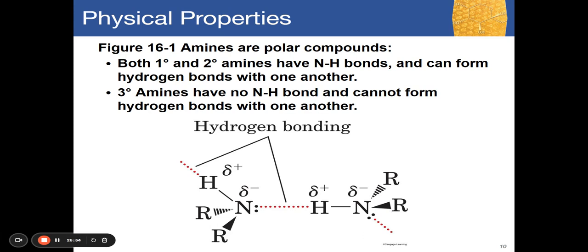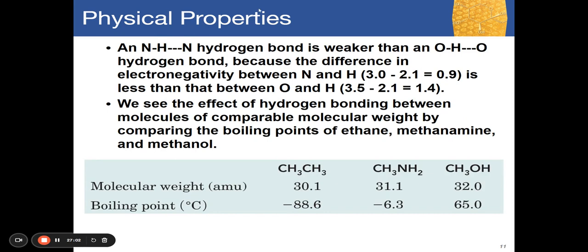But primary and secondary amines have a free nitrogen-bonded hydrogen, so we can easily replace the hydrogen. An N-H bond is weaker than an O-H bond because the difference in electronegativity, remember, is 0.9 for N-H while for O-H it is 1.4. This means the bond of alcohol is stronger in comparison with your amines. We can break our amines easily.